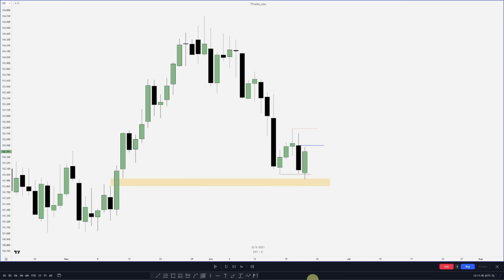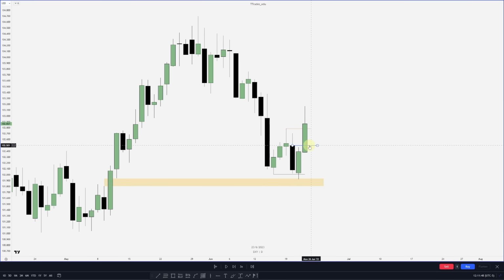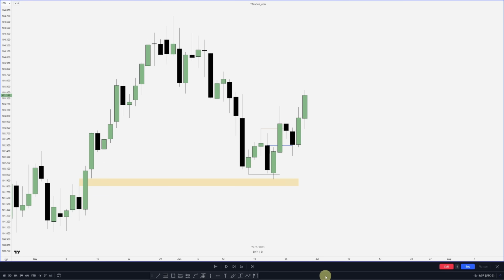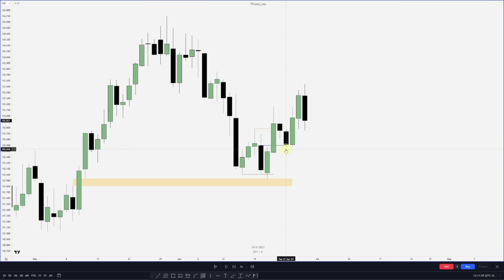So on the next candle, we get both of those, which validates this order block as well as the market structure shift for price to then retrace or continue higher. And there we go. You can see we retest the order block before moving higher.